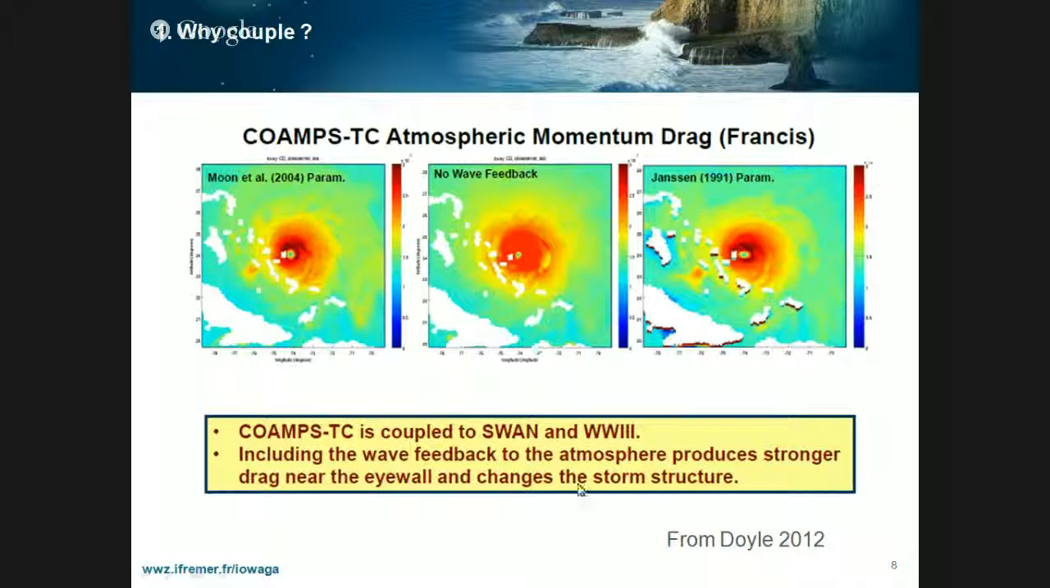And so this shows the drag coefficient in the case of the Francis hurricane. And so in this case, you have no wave feedback. So the drag coefficient is only a function of wind speed. And here, the drag coefficient will be enhanced when the waves are very steep. And you can see that the hurricane looks quite different, the structures, the rain bands. So coupling can change a lot the structure of these things.